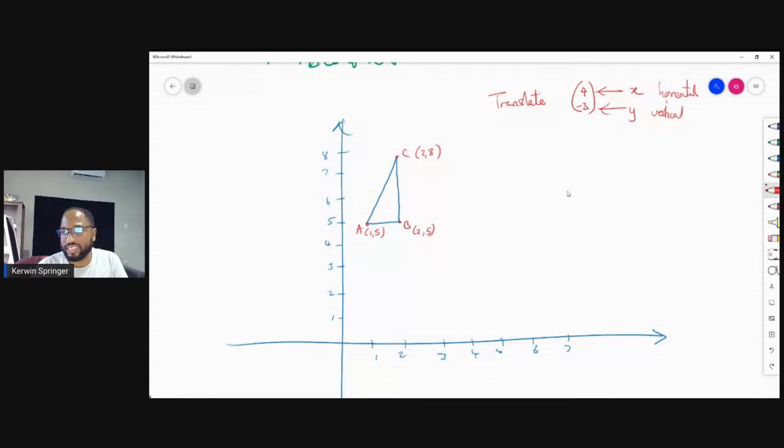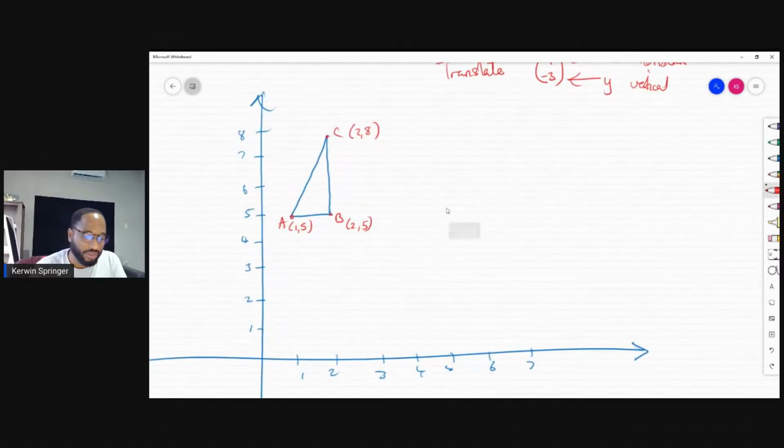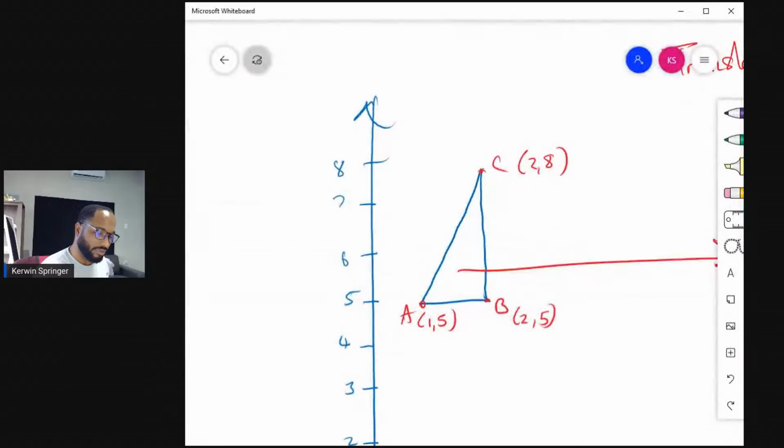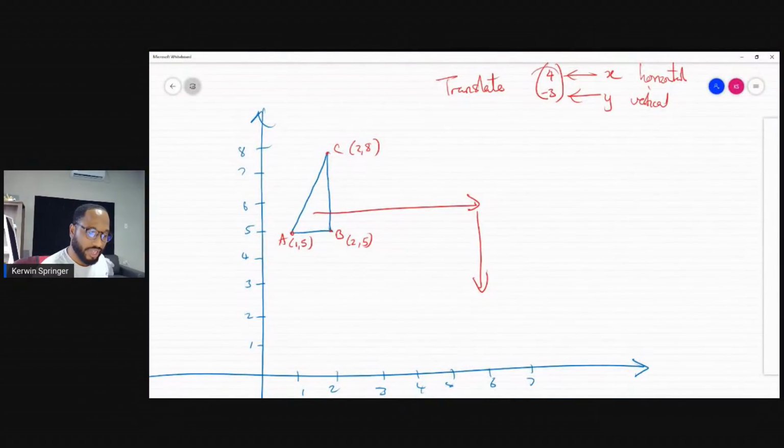So if you're translating this by 4, -3, it means you need to move it across 4 and then move it up or down 3. Now, because this is negative, you're moving it down. If the x was negative, it means you'd have to go to the left.